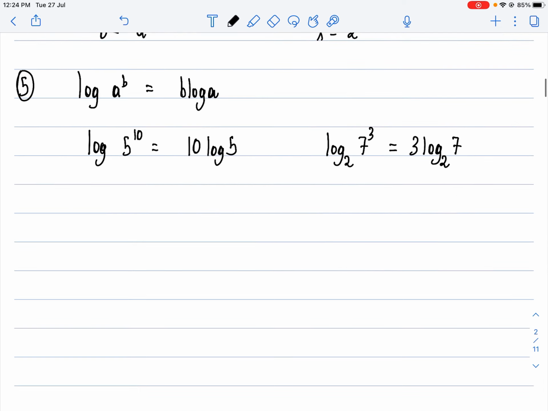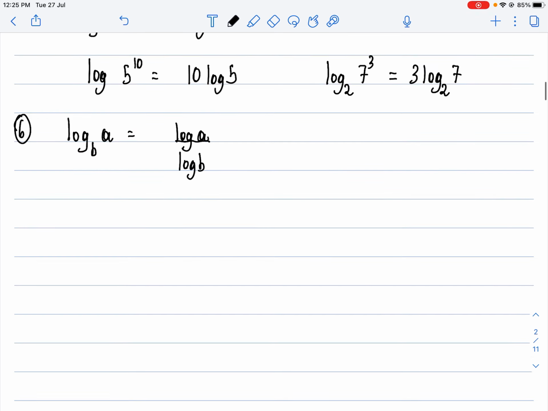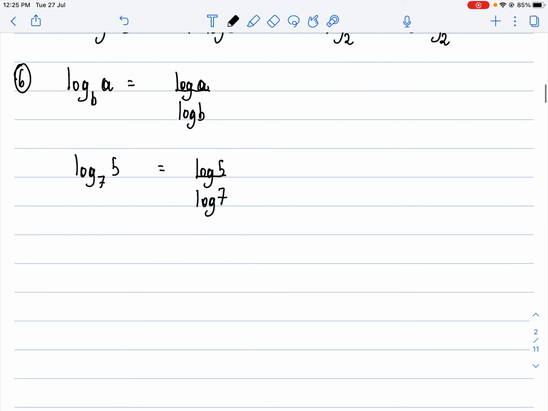Okay. Now we can go to the sixth property. So the sixth property is basic. It's basically log of a with the base b will be equal to log of a divided by log of b. Basic property. Let's say I have log of 5 with the base 7. It can be written as log of 5 divided by the log of 7. Got it?